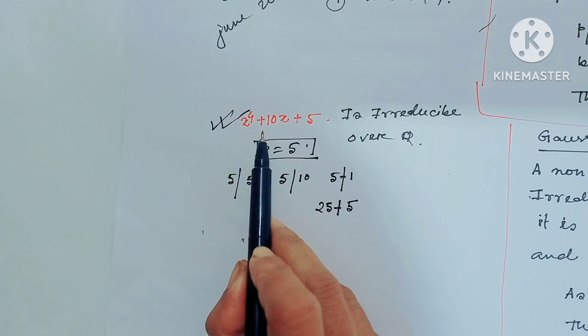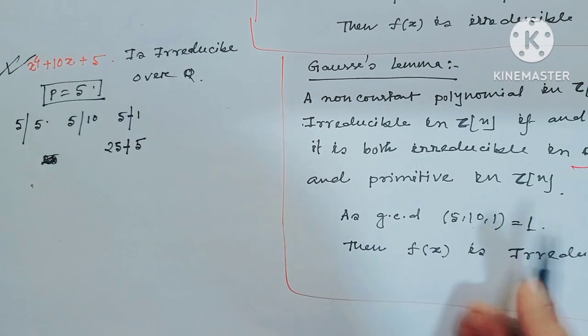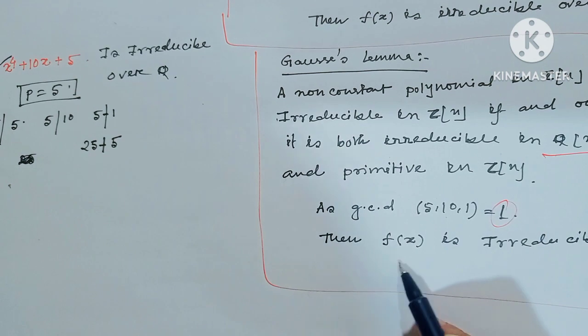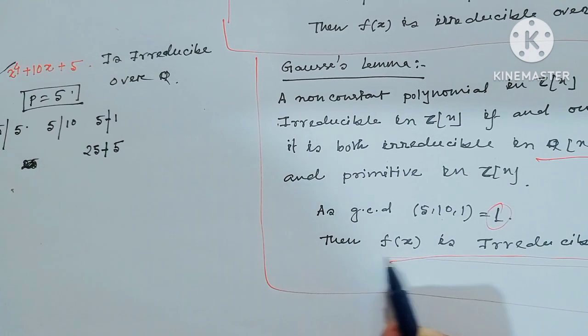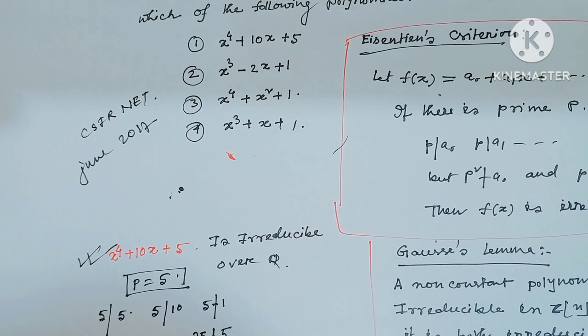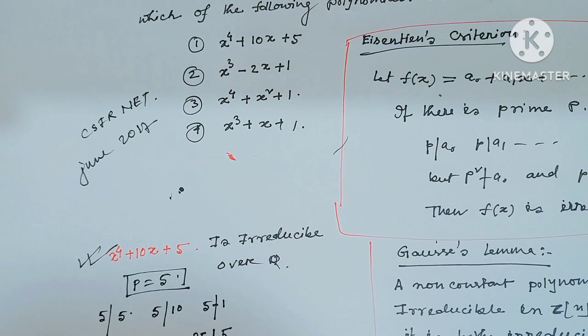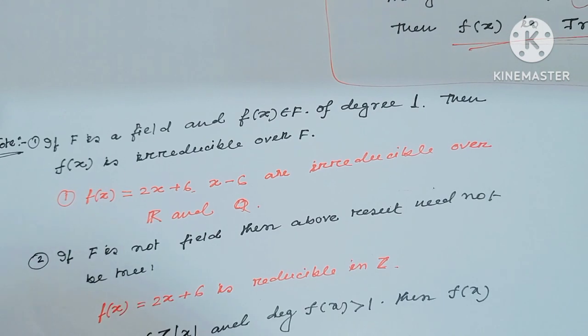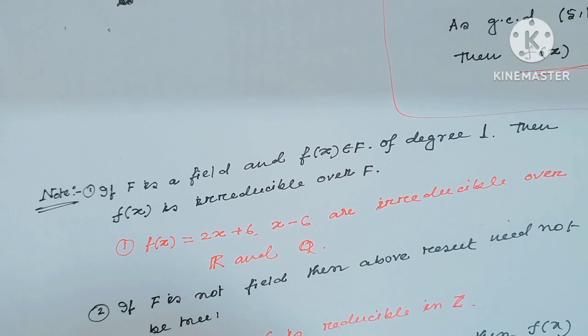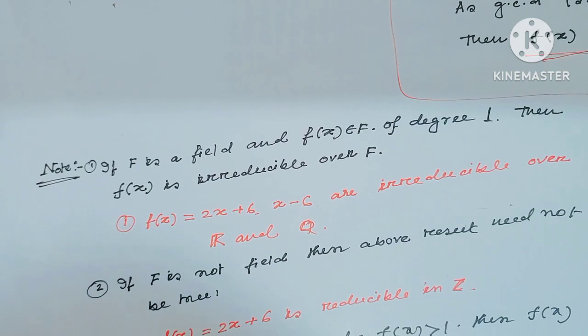Here notice the polynomial is x to the power 4 plus 10x plus 5. Then as the GCD of 5, 10, 1 is 1, we can tell f(x) is irreducible in Z[x]. Okay. Our next example, x cube minus 2x plus 1. For this, we will see some rules at first, and these rules are actually very important for the reducible and irreducible test.